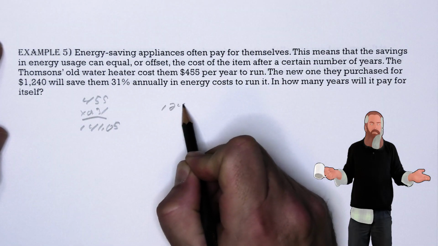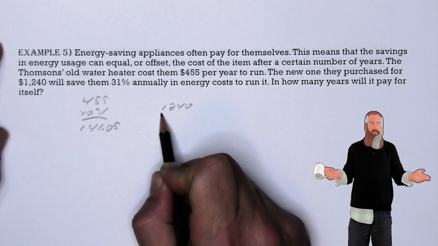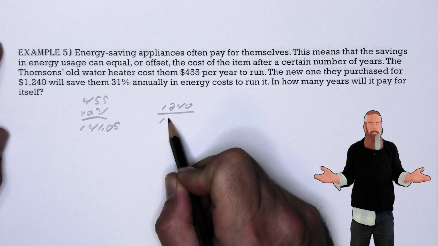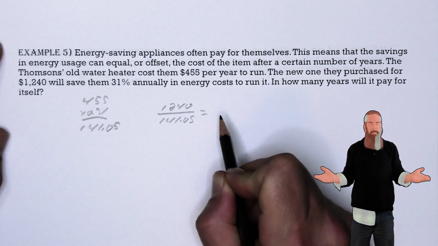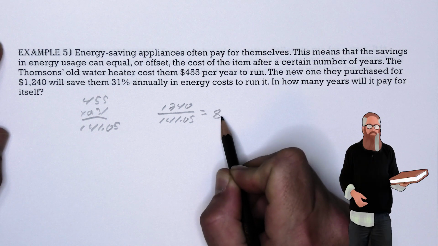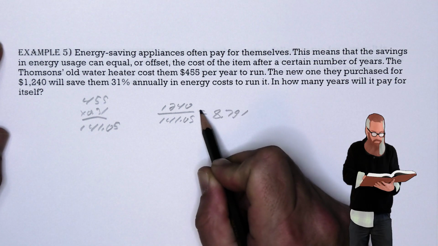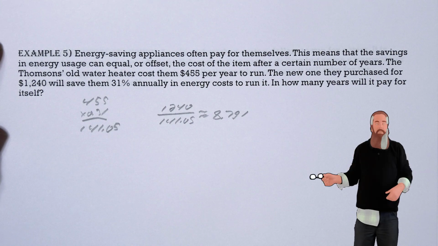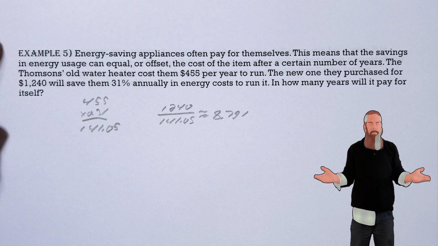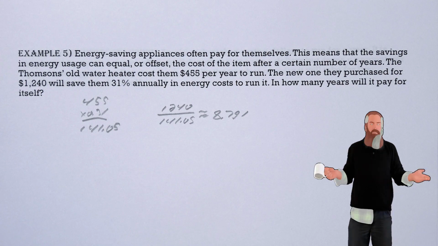So $1,240, the cost of the appliance, divided by their annual savings, $141.05, will give approximately 8.791. So the water heater will pay for itself in about 9 years, since it will take more than 8 years to save more than the $1,240 they spent on it.